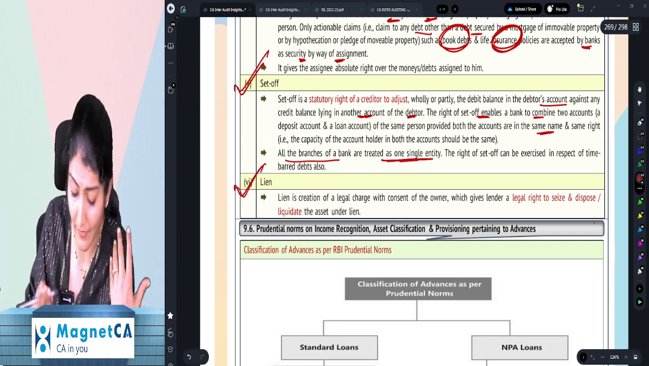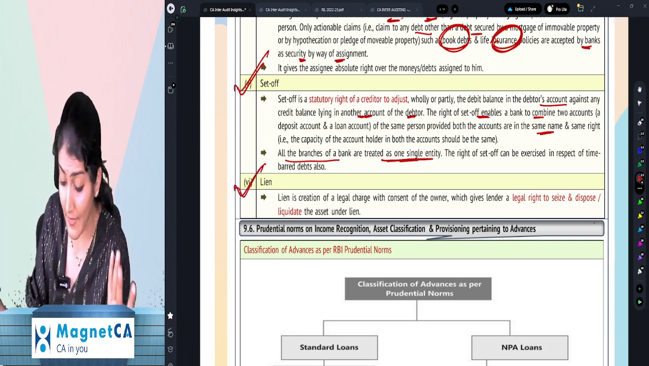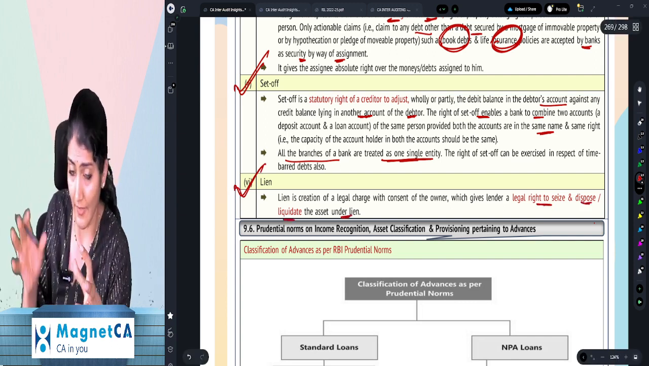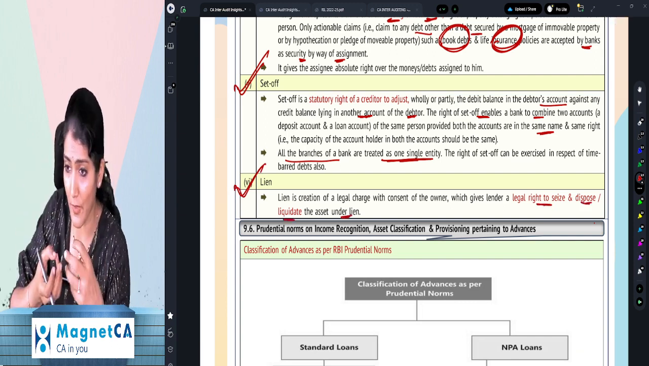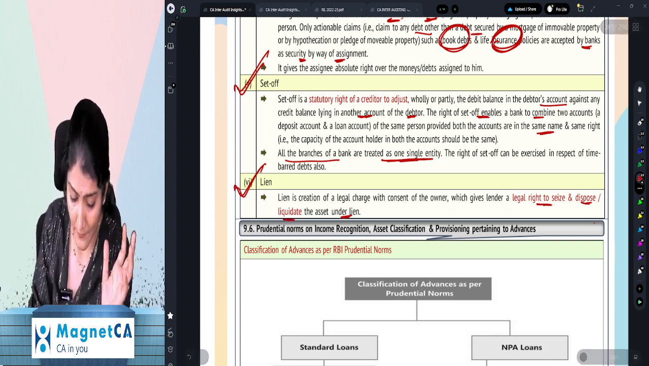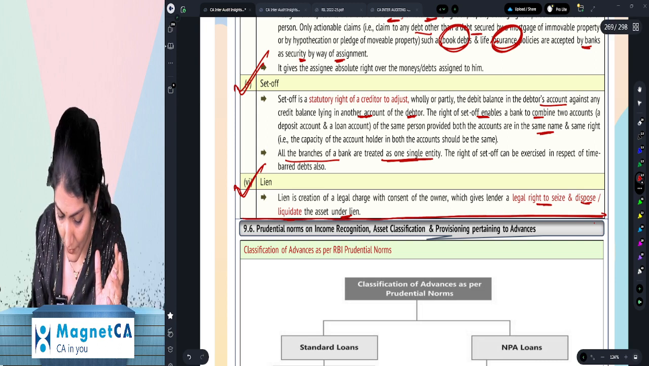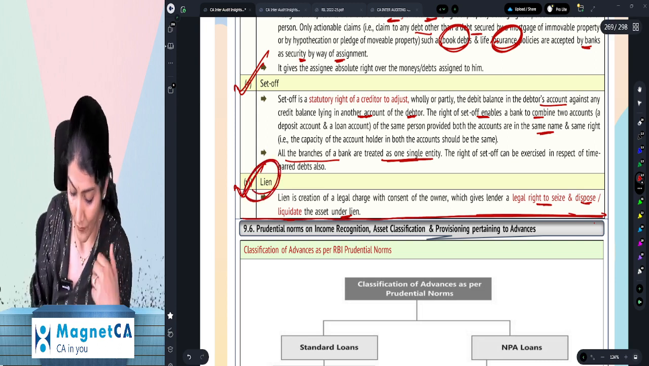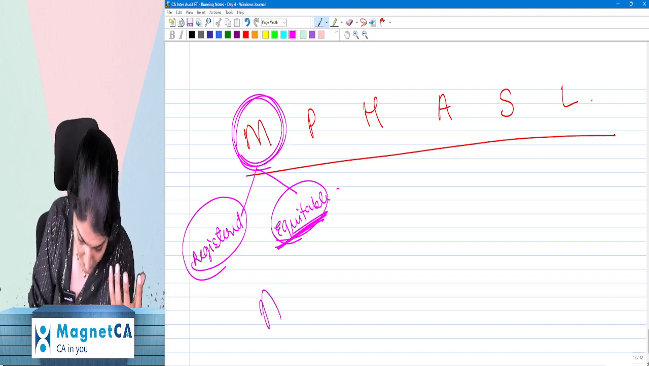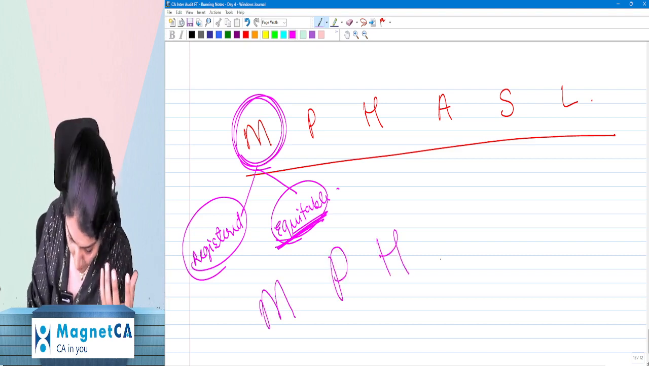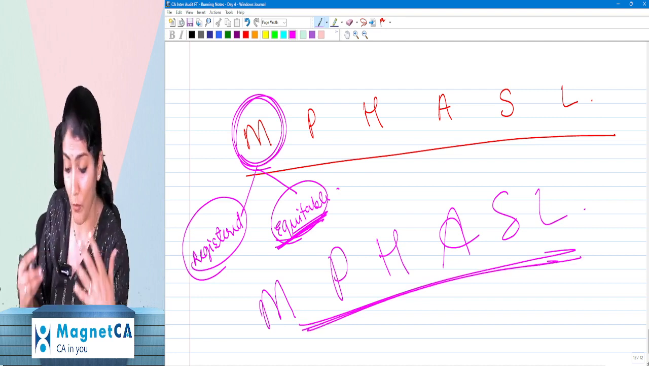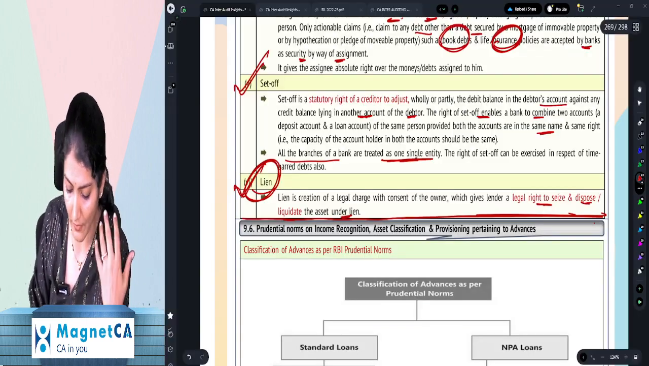And then you have the lien. What is lien? A legal right to seize, dispose and liquidate the assets under the lien. So the bank can take possession of any of your assets, liquidate that asset and recover the money. Where the bank has the power to liquidate your assets, that is the lien. So, mode of creation of the security: mortgage, pledge, hypothecation, assignment, set off, and the lien.